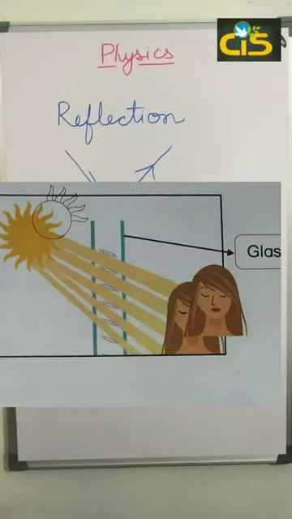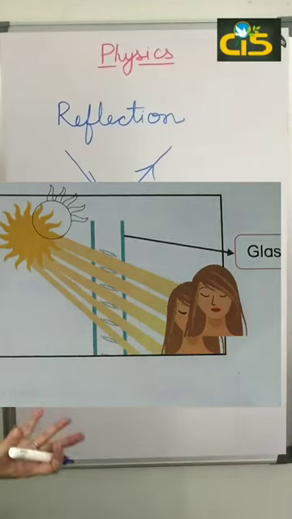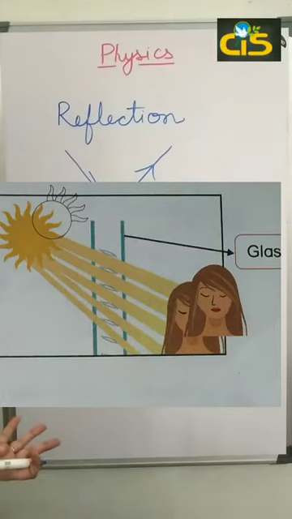And what is transmission? Just see the picture here. It occurs when light goes through the surface of an object, for example, transparent glass, transparent light bulb, anything which is transparent, through which light can transmit. That is called transmission.